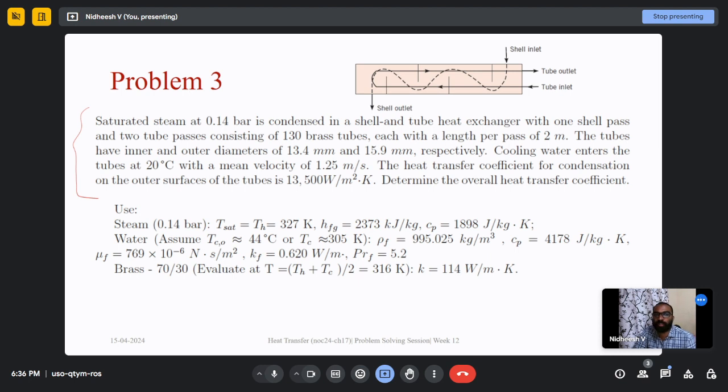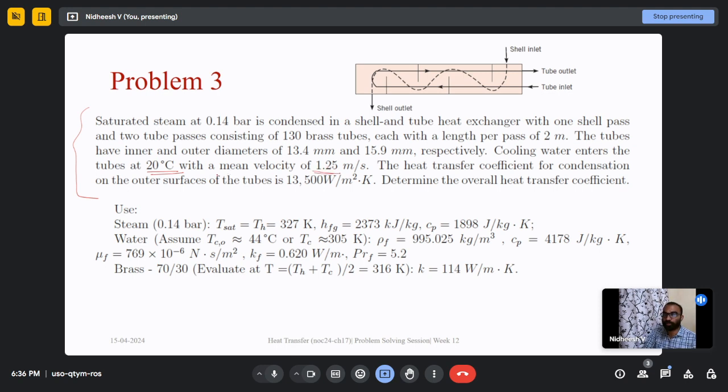Okay, it's a shell and tube heat exchanger with saturated steam going through the shell inlet, which is condensing by means of a cooling water coming through the tubes, with each pass of length 2 meters. 130 such brass tubes are available with given inner and outer diameters. The temperature of the cooling water at the inlet of the tubes is given to be 20 degrees Celsius and the velocity is also given.